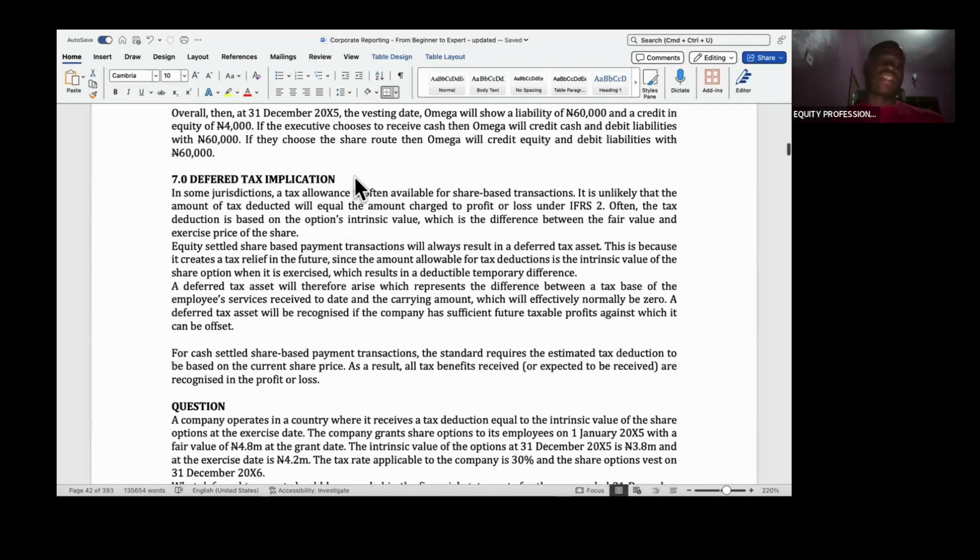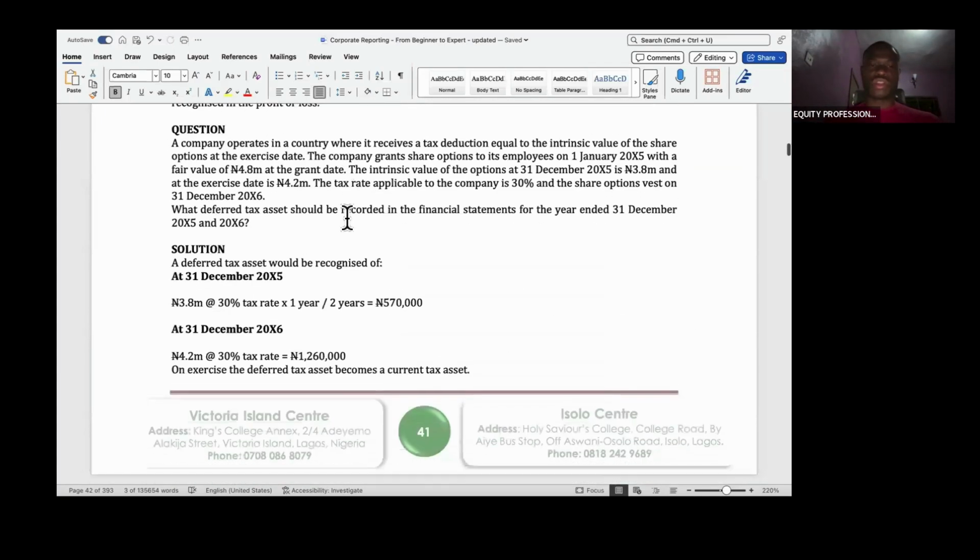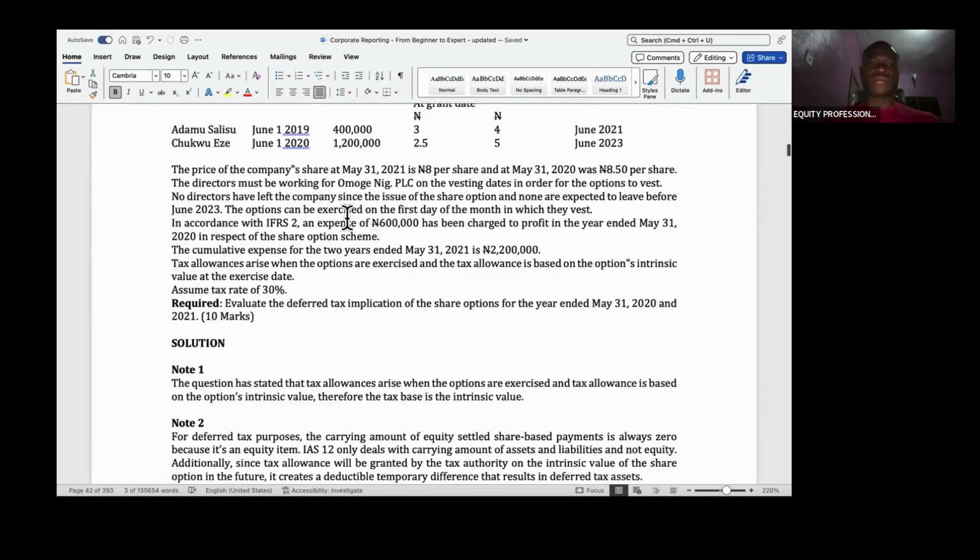Now, deferred tax implication of share-based payment. I'm going to leave this one until we have done income tax. When they teach you deferred tax, then we'll come back to this one, so that it will flow very well. Otherwise, I'll have to be teaching deferred tax over. So let's just put this one on hold until we learn that.